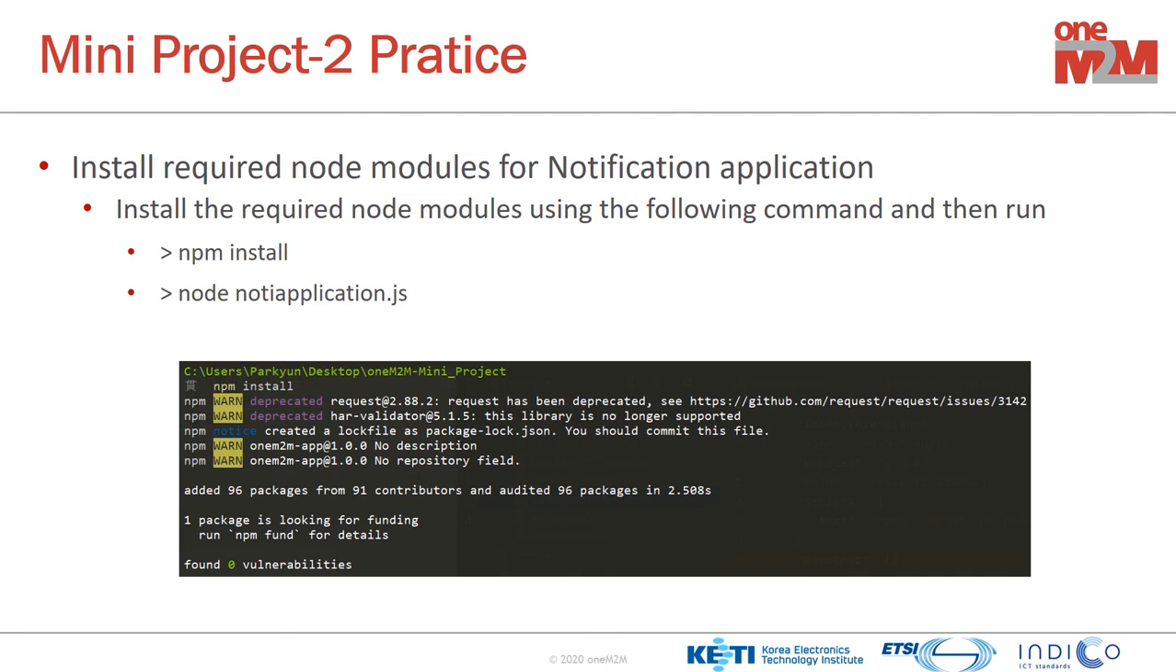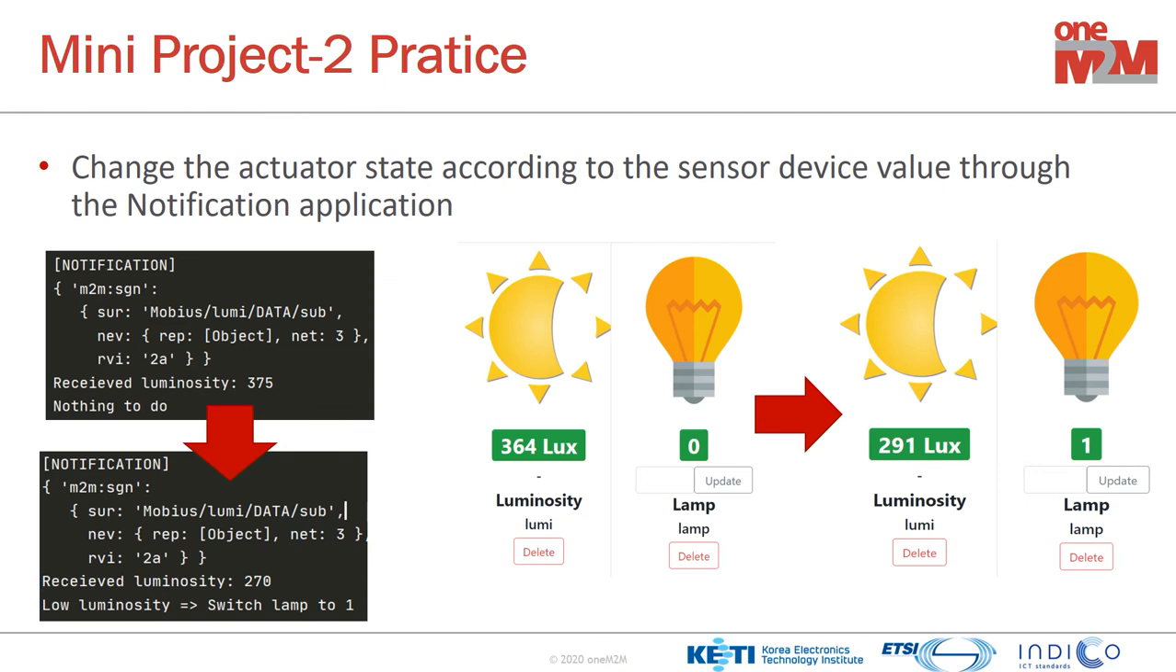This is the installation and the running of the Noti application, but we somehow skipped over it. So just for your information, when you download it, you should install all the dependent modules with npm install, and then run it with node notification. And we saw the notification messages that are coming from the Mobius in the console.